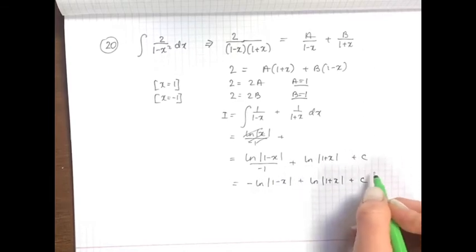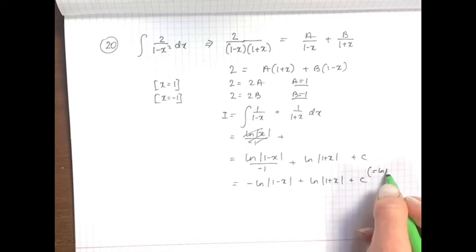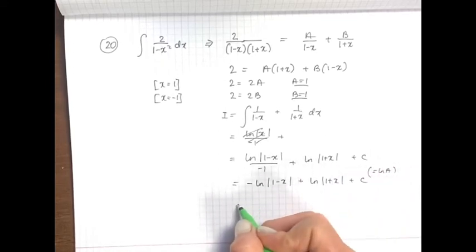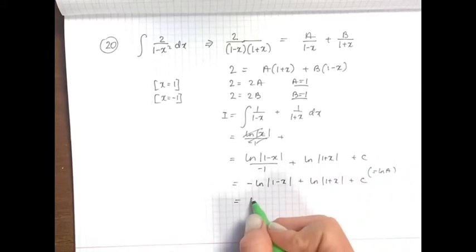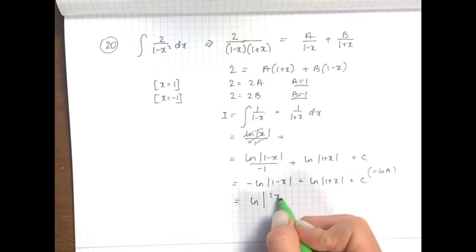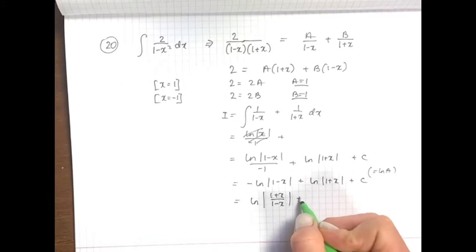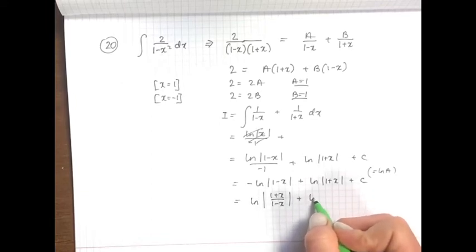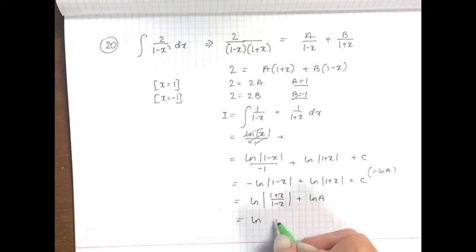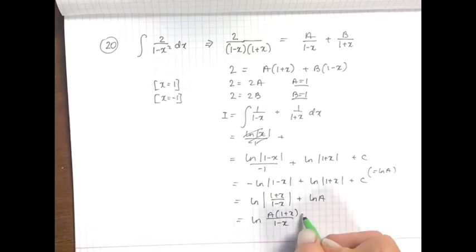Again, c can be written as ln a if you want to. You can combine everything then, but let's just combine these two first. So it's ln of 1 plus x over 1 minus x, and you can leave it as plus c, or if you add ln a, which means you can times this and express it as a single log. So it's a ln of 1 plus x over 1 minus x.